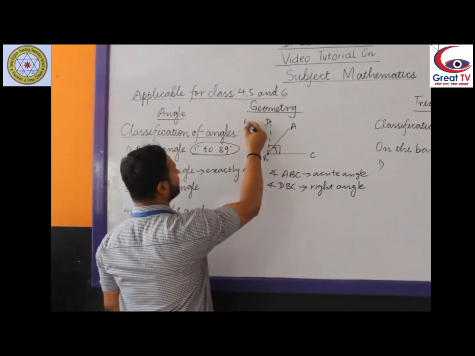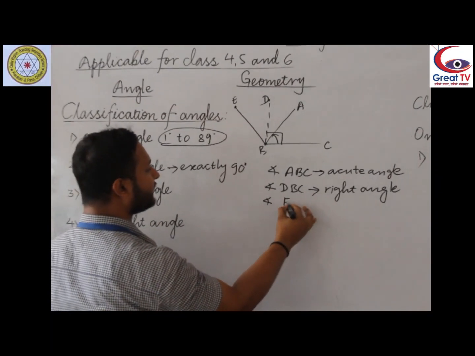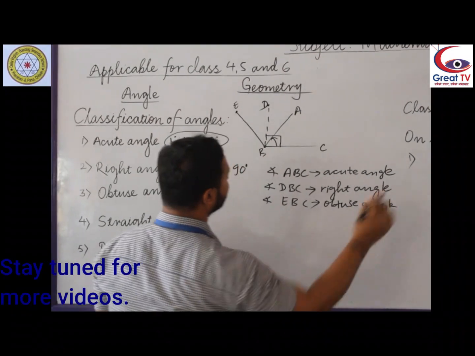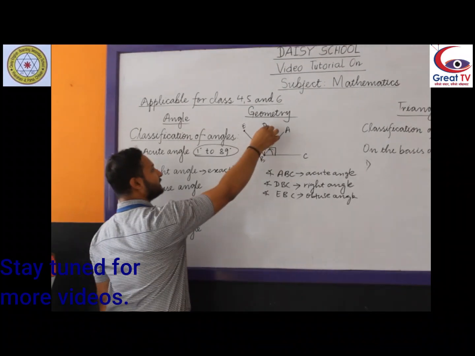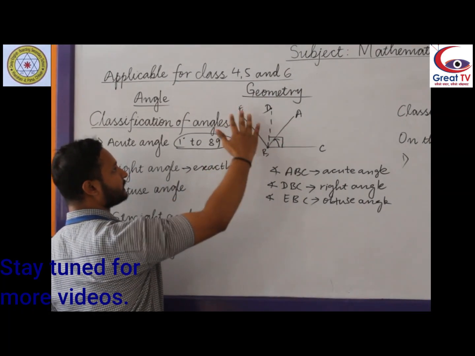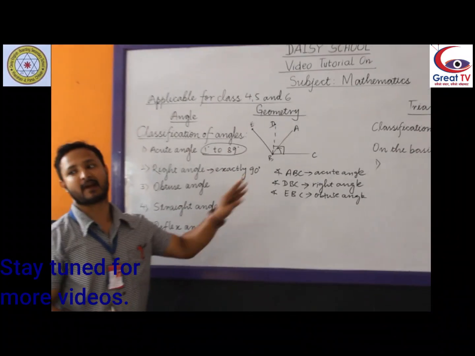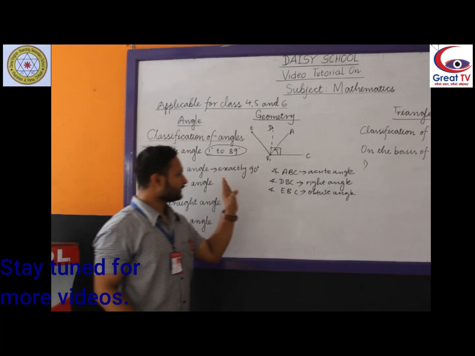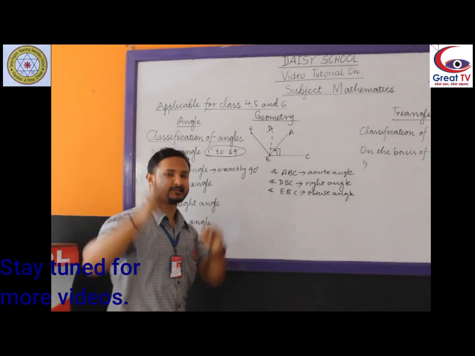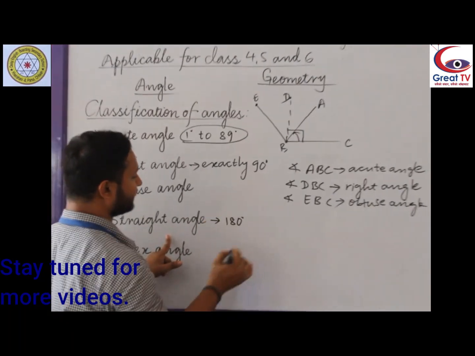Suppose here is point E. If this point E joins to this B, that is a vertex, then angle EBC is an obtuse angle because it is greater than 90 degrees. See, this DB line is for 90 degrees, but this EB is greater than DB. It is far from BC than DB. It means it is greater than 90 degrees or right angle. So, obtuse angle measures greater than 90 degrees. At the same time, we have to remember it is also less than 180 degrees because 180 degrees is straight angle.